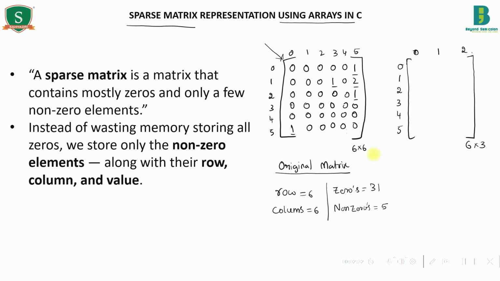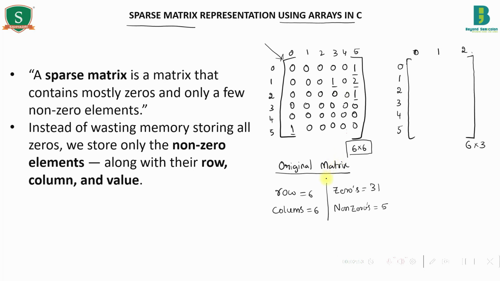Today we are going to see an interesting topic called sparse matrix representation using arrays. First let's understand what is a sparse matrix. If you observe this matrix, it is of size 6 by 6 and it contains mostly zeros, only a few non-zero elements are there. The non-zero elements are 1, 1, 2, 1, 1 at different rows and different columns.